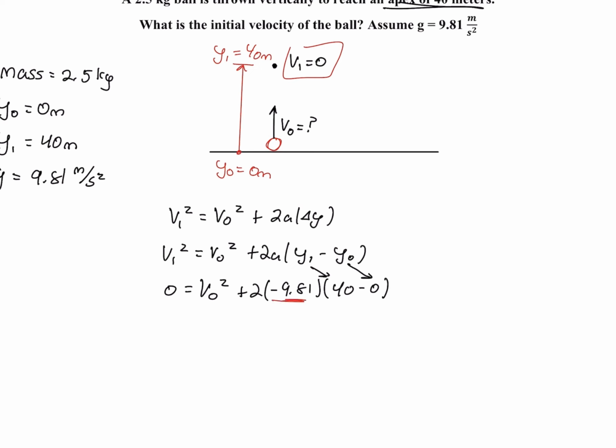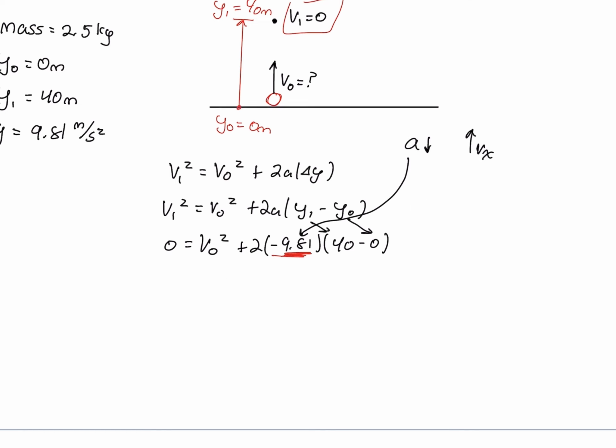The reason this here is negative is because our acceleration is going in the downward direction. So since the ball has a vertical velocity, it is positive in the y direction, and a is negative in the y direction, which means it has to be negative when we plug that in down here.